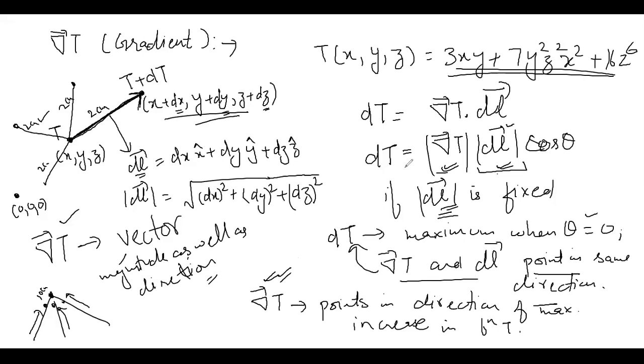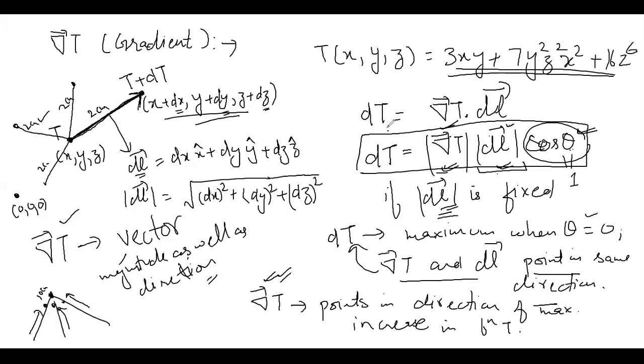Because you are saying that your dt is maximum when your theta is 0. When your theta is 0, this term becomes equal to 1. When your theta is 0, that means gradient and dl are in the same direction, which basically means that for the same dl, if you move in the direction of the gradient, the change in your dt will be the maximum change. Hence, gradient points in the direction of maximum increase in the scalar function. This is the physical significance of the gradient.